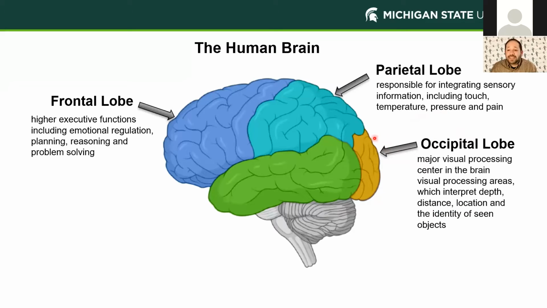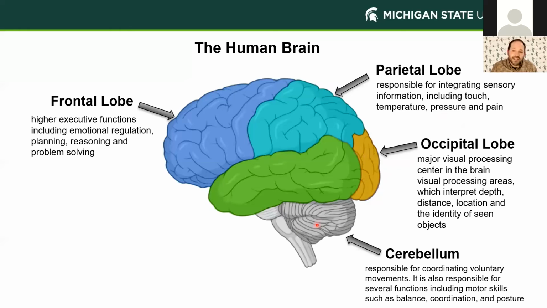And that's the main function of the occipital lobe, just the visual processing. Below these four lobes, I want to emphasize this area here that is called the cerebellum, or small brain. The cerebellum is another area that takes time to develop, and like the frontal lobe, the cerebellum develops later after birth.